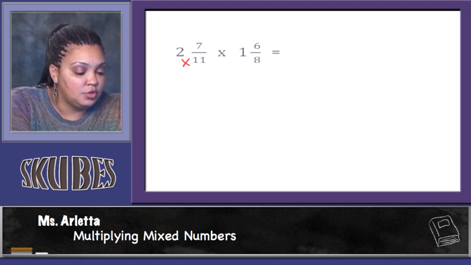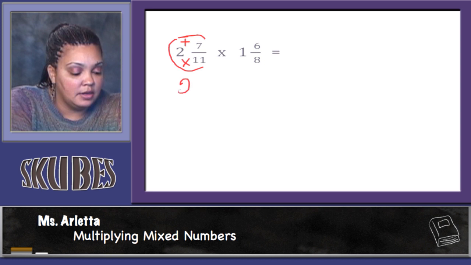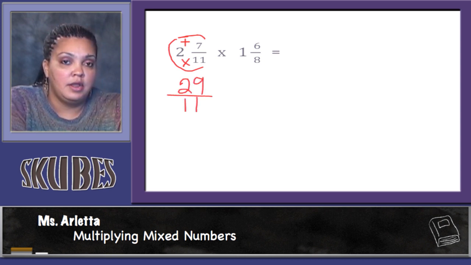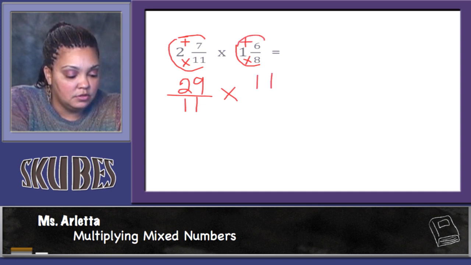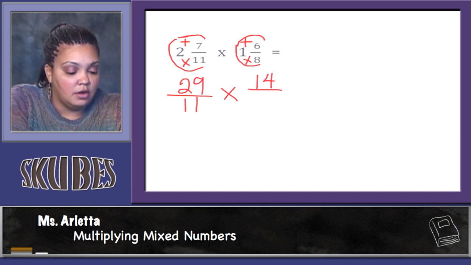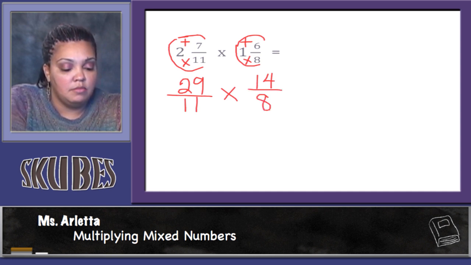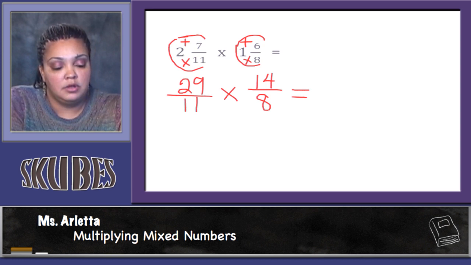11 times 2 is 22, plus the 7 makes 29 over 11. Remember, we said our denominator always stays the same. 1 times 8 is 8, plus the 6. 8 and 6 is 14. Our denominator of 8 stays the same, and we need to multiply our numerators and multiply our denominators.